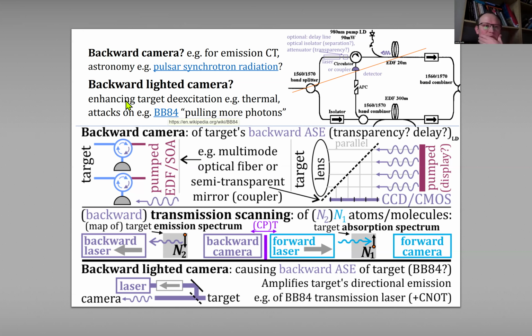Okay, another application could be a backward lighted camera. So now the standard camera, but lighted with this backward beam. Yeah. So this laser tries to increase the excitation of the target, and so make it easier to get light for some thermal imaging, for example, but also for attacks on quantum cryptography, because usually a laser is used which tries to work on single photons. But now we could make it produce more than one photon and try to steal some of them. Yeah, so I think it could be used for attacks on quantum cryptography protocols.